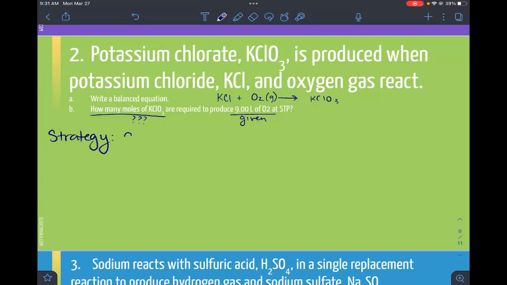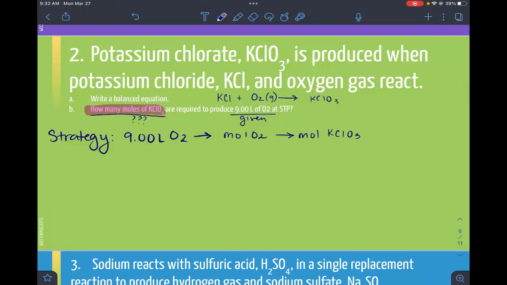Strategy starts with your given. We have 9.0 liters of O2. Wherever you start on the molar roadmap, your first stop is going to be converting what you're given to moles. So I know that I'm going to go to moles of O2 next. The next stop on the molar roadmap is moles of your unknown. So that's going to be moles of what it's asking for. It's asking about KClO3. And then what I notice is that I have made it to this last part. I am at what it asked for, which is moles of KClO3, so I'm going to stop.